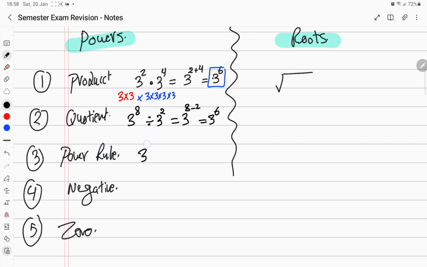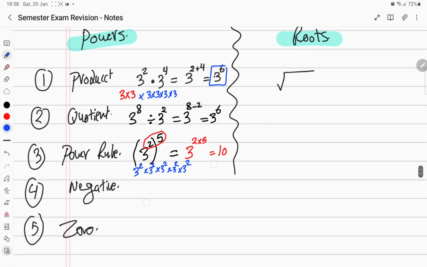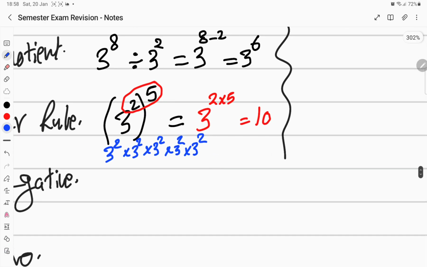The power rule: whenever you have 3 power 2 all to the power 5, for example, we simply multiply the powers. So 3 power 2 times 5 is 10. Why? Let's understand that 3 power 2 all to the power 5 is as if you're saying 3 power 2 times 3 power 2 again. How many times? 5 times. Times 3 power 2 times 3 power 2. So how many? 1, 2, 3, 4, 5.